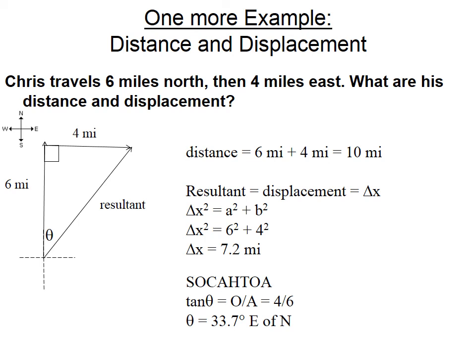And then when I'm looking at that angle, from where he starts to where he ends, that resultant line is east of north. So my direction would be 33.7 degrees east of north. So my final answer for Chris's displacement would be 7.2 miles, 33.7 degrees east of north.